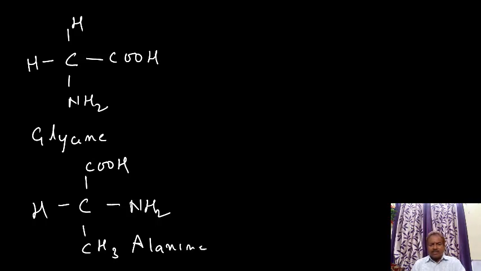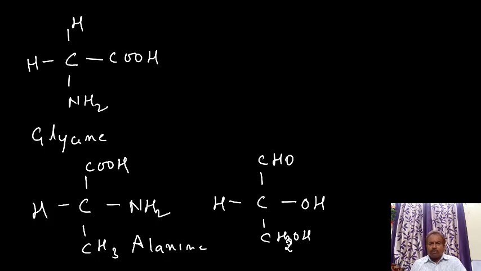Now let us compare this with glyceraldehyde. What is glyceraldehyde? We discussed it already in carbohydrates. This is a CHO group, this is an OH, this is a hydrogen, and this group is CH2OH. Now for this glyceraldehyde, it was taken that if the OH group is on the right side, this is referred to as D-glyceraldehyde.